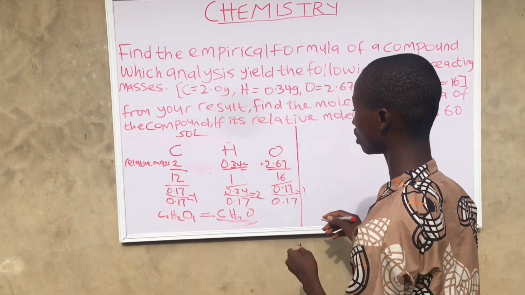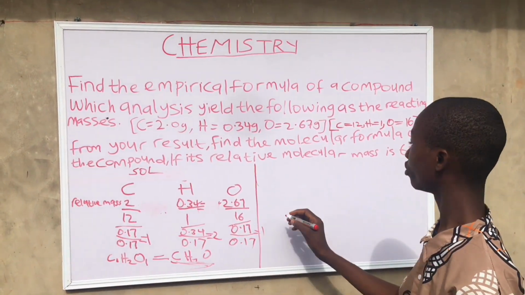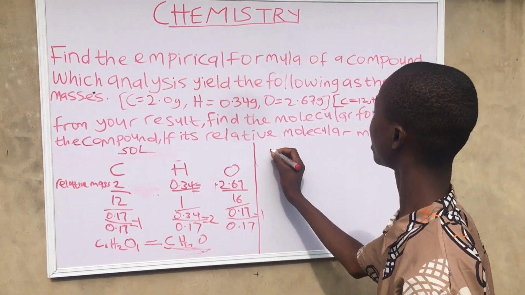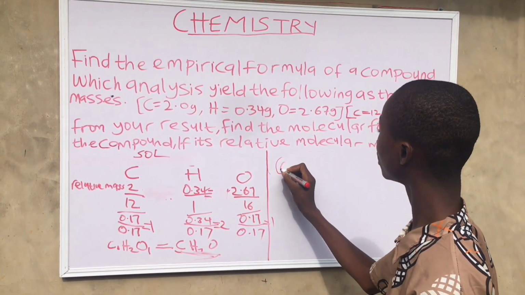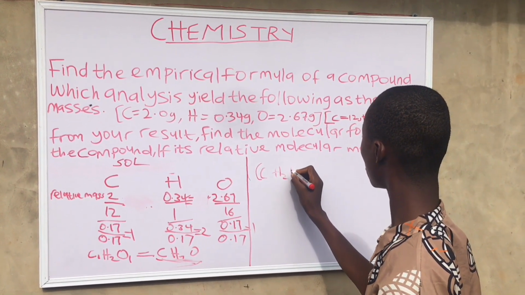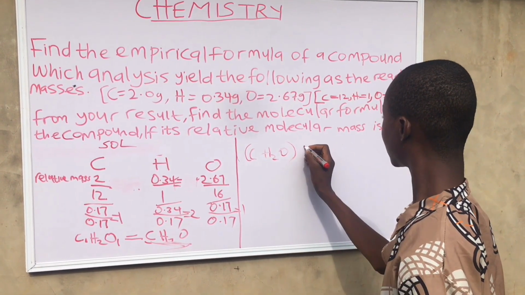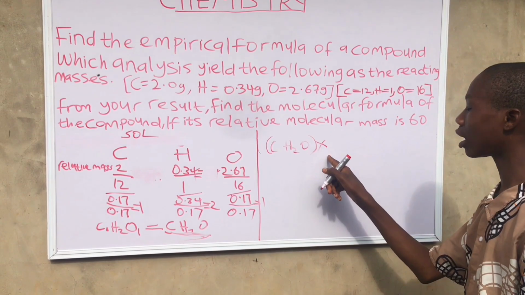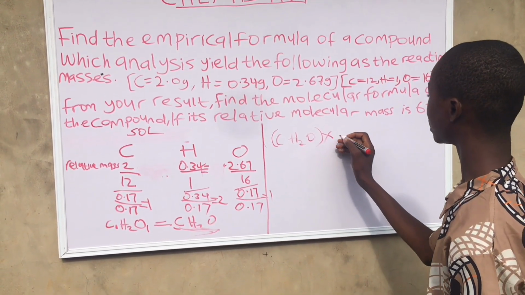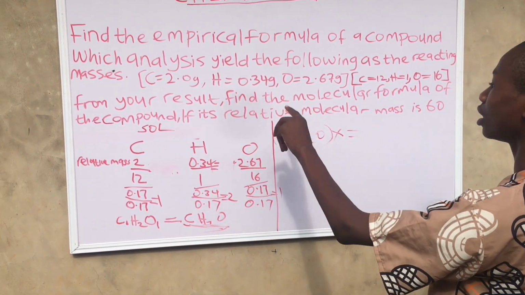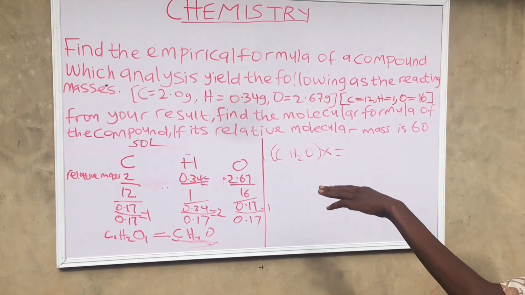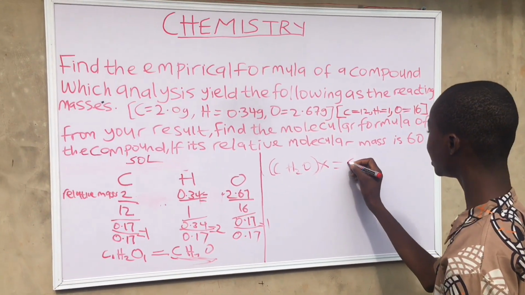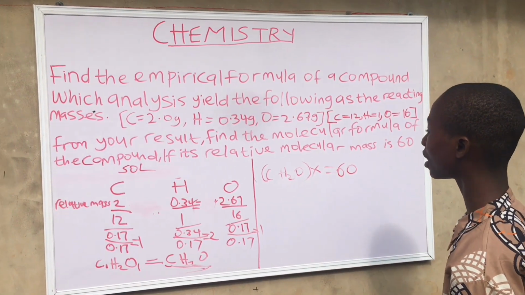Moving to our molecular formula. We have CH2O, our empirical formula, times X, which is unknown. We are looking for our molecular formula. X equal to, what's our relative molecular mass? The question says our relative molecular mass is 60.